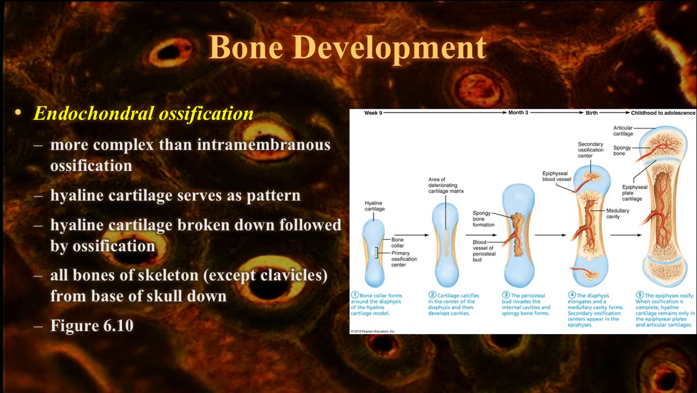At birth, those secondary ossification centers are working, but we still have lots of cartilage at the end of the bones. And then in childhood through adolescence, you're growing and you have that epiphyseal plate of cartilage between the epiphyses and the diaphyses.